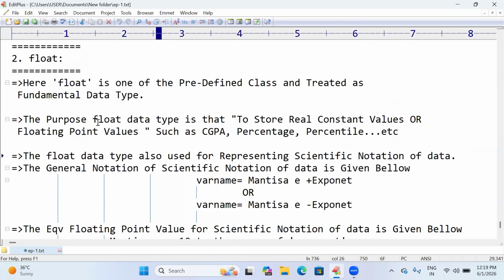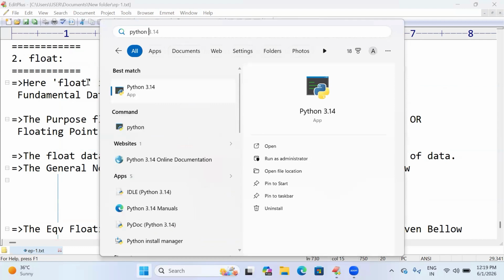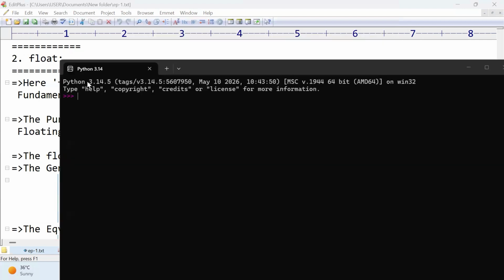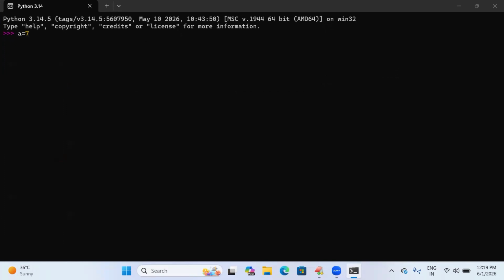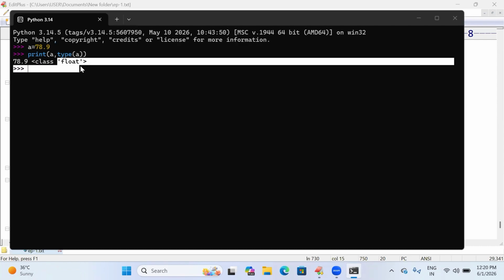So let's see how the float data type is used in practice. Now I'm opening the Python command prompt. Now I'm declaring a float value 78.9 and trying to print that value. The value is 78.9 and it comes under the float type.